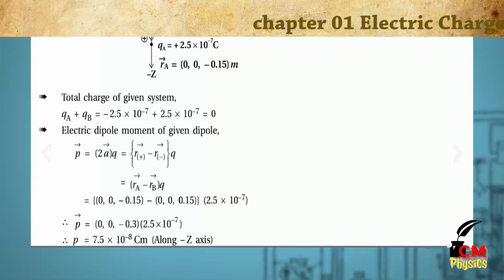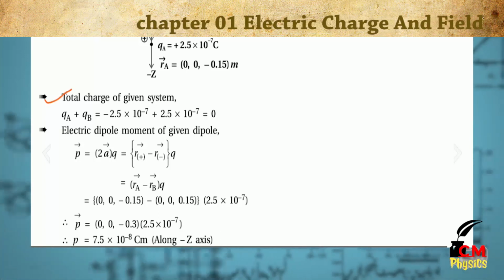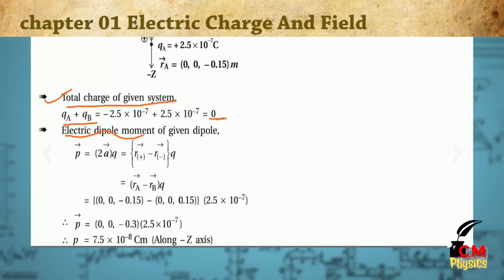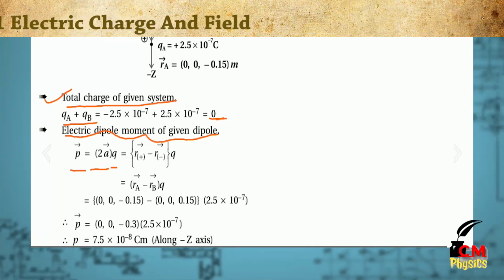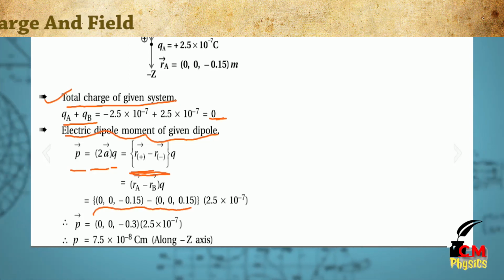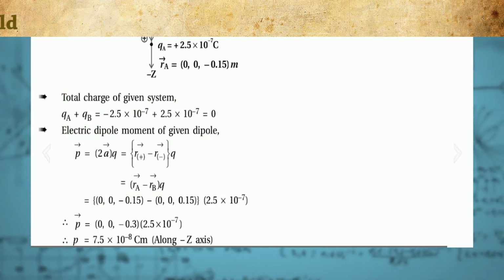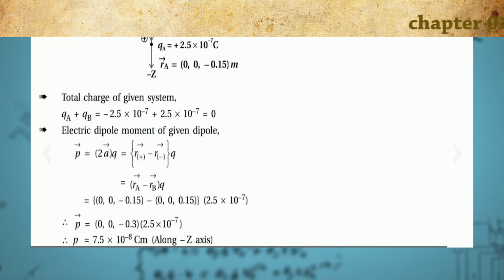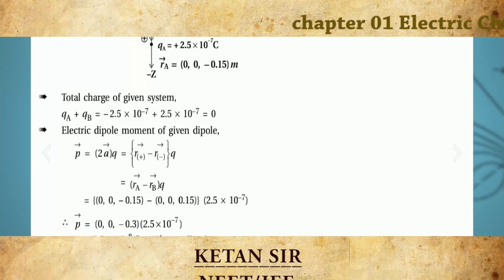Inside the solution there is a vector notation. This is another method. The first part: total charge on the electric dipole is QA plus QB, which is equal to 0. The electric dipole moment P vector is equal to 2A into Q, where 2A means the distance between the two. After putting in the geometrical calculation, R of A minus R of B, and simply multiplying, you are getting the answer: 7.5 into 10 raised to minus 8, not centimeter friends, that is coulomb per meter along the negative z axis.